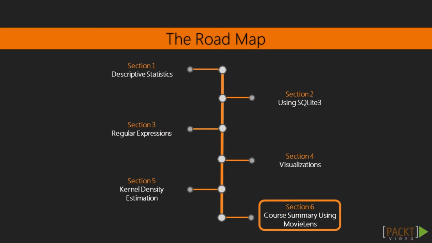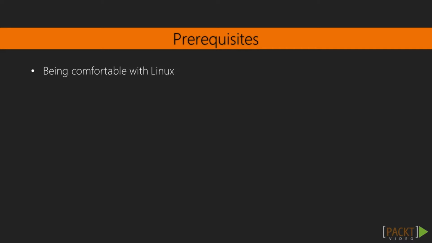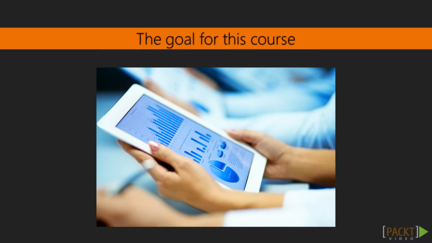In section 6 of this course, we are going to wrap it all up with a start-to-finish example using the MovieLens dataset, where we tie together the first 5 sections. The goal for this course is to take you from a beginner in math and statistics and get you comfortable working with large-scale datasets. The prerequisites are that you know a little bit of the Haskell programming language, and a little bit of math and statistics. From there, we can start you on the journey of becoming a data analyst. Well, here we go.